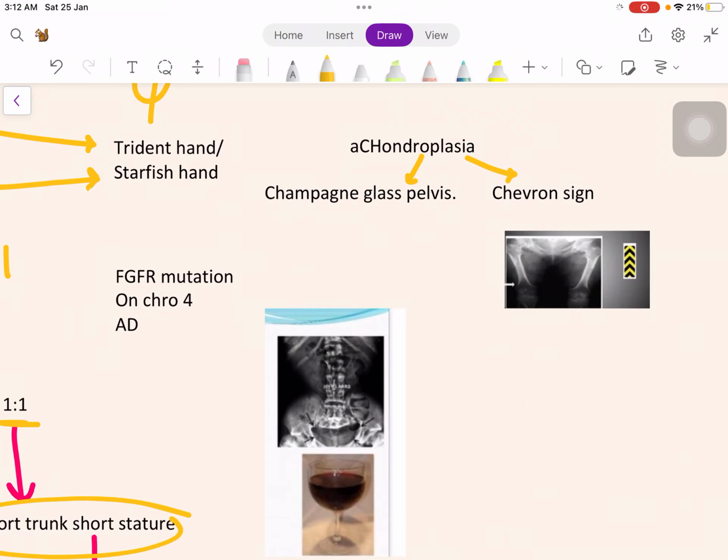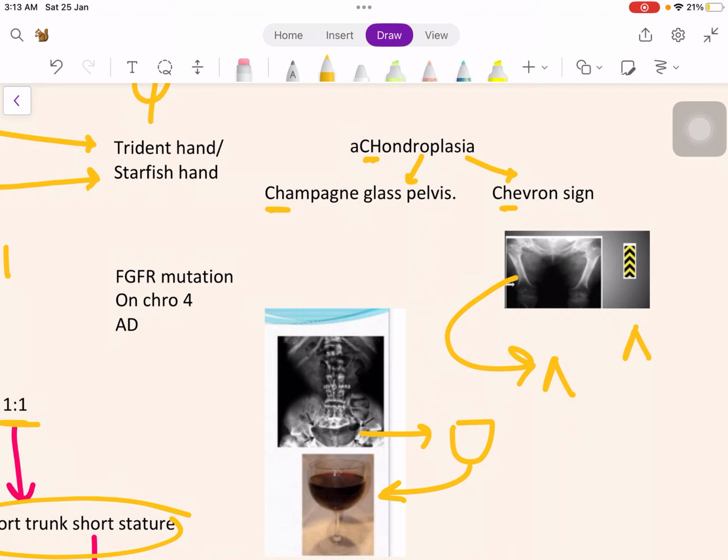Then achondroplasia in radiology has champagne glass pelvis and chevron sign. What this means is, chevron actually means an inverted V. So here we can see that there is an inverted V like epiphysis of the long bone. And in champagne glass pelvis we can see here that this looks like a champagne glass. Due to the abnormal shortening of the bones, the shape of the inlet becomes such that it looks like a champagne glass.